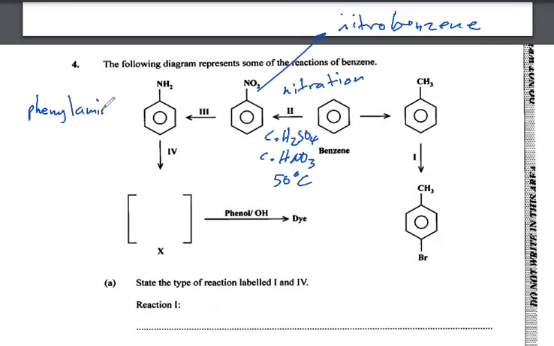Now, what is the name of the reaction by which you convert nitrobenzene to phenylamine? Reduction of nitrobenzene. What are the reagents? Tin and HCl.